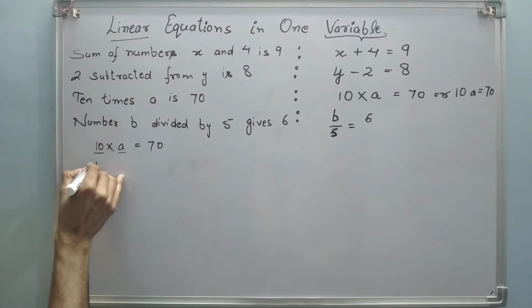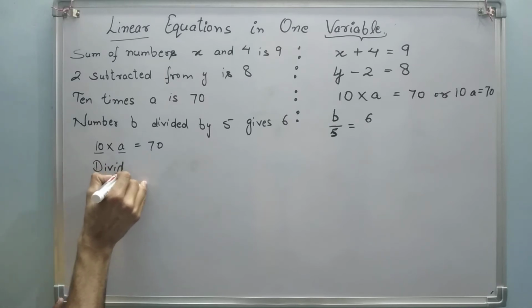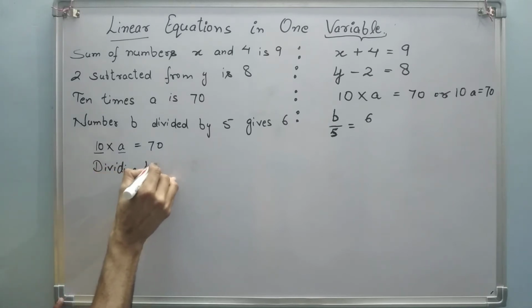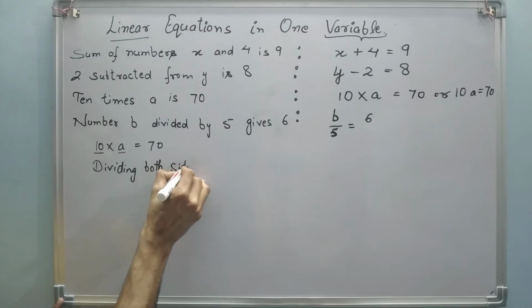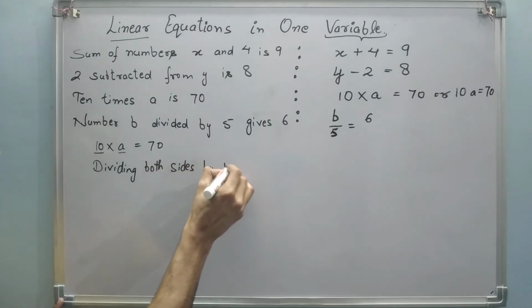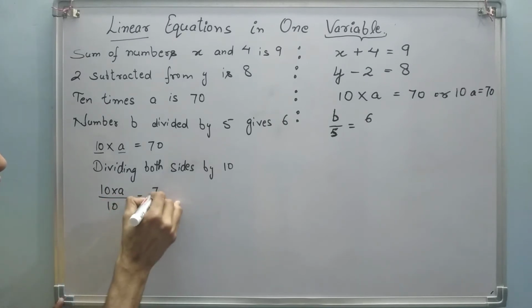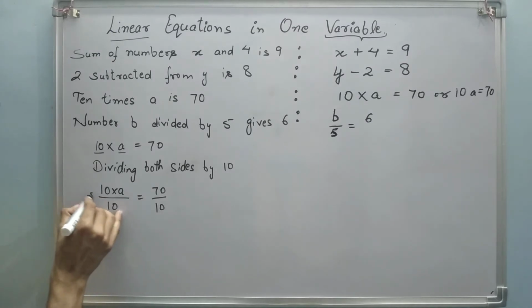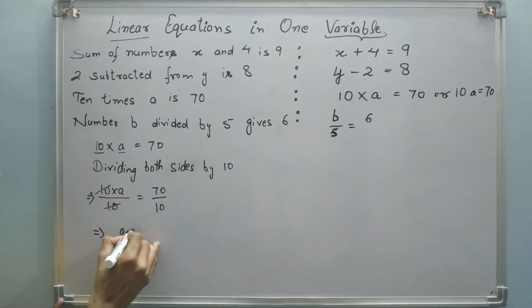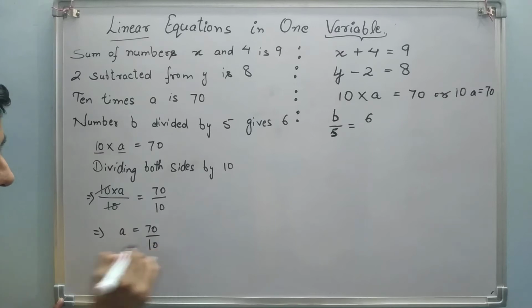How to remove it? By dividing both sides by 10. Let us divide both sides by 10. So 10 into a divided by 10 is equal to 70 upon 10. So here this 10 and this 10 would cancel. A is equal to 70 upon 10.